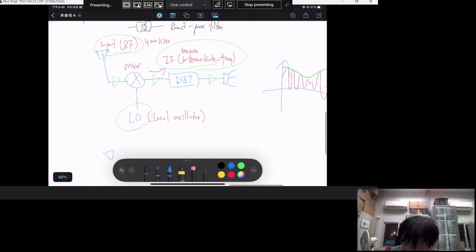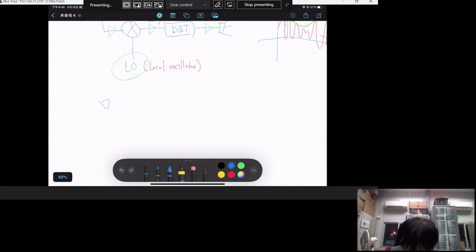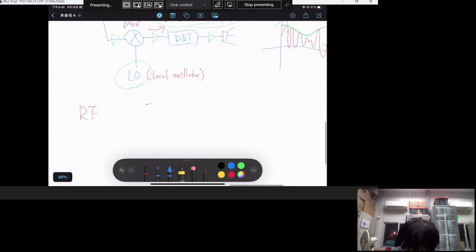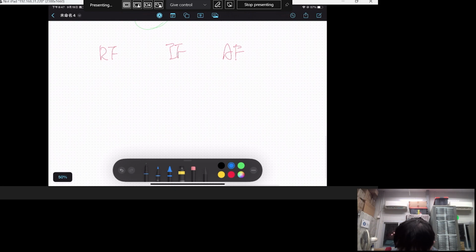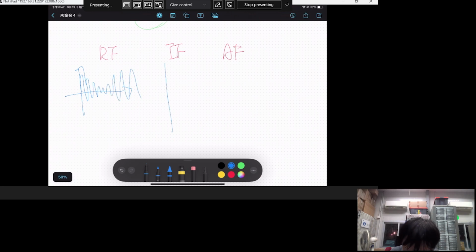We have a diagram like this, right? This is the RF, radio frequency, the IF, intermediate frequency, and audio frequency, AF. So when you have the RF, it looks like this for AM. IF is just the same. They also keep it like this, just they have a different frequency, okay?